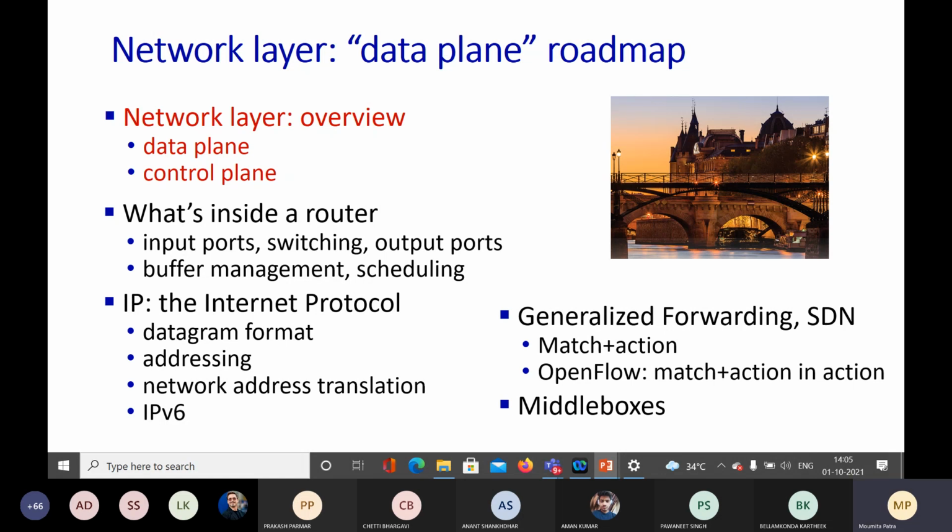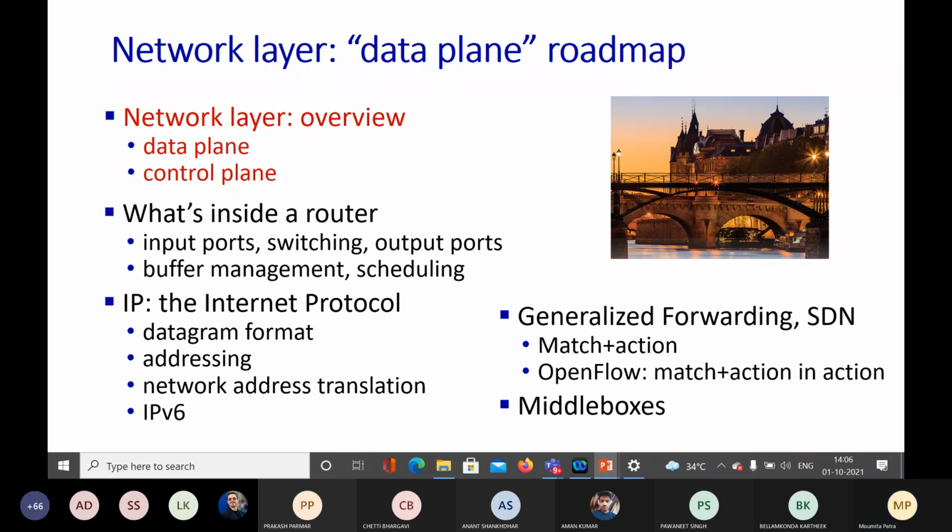Now, since we are looking into the data plane part, we will give a little bit of overview of SDNs, and I'll see if middle boxes can be added here or not. But definitely a little bit of SDN in the data plane, and then in the control plane, we anyways have to look at SDNs, that is software defined networking.